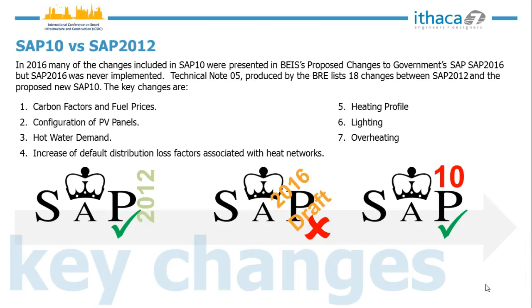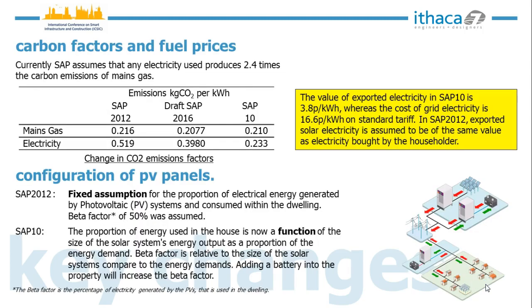Some key changes between the two procedures are noted here. One of the big ones is the carbon factors and fuel prices, which we'll discuss one by one later. I'm noting the time, we need to be faster. So, carbon factors and fuel prices.